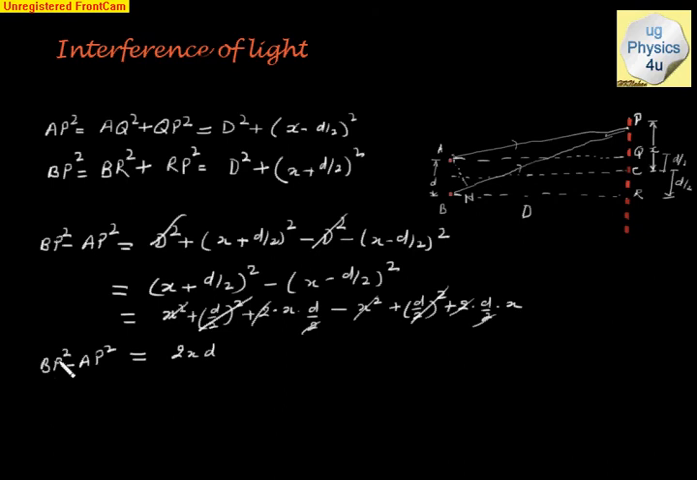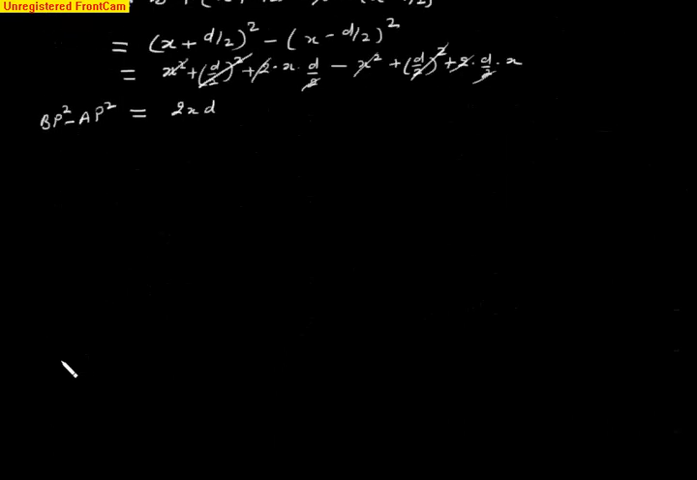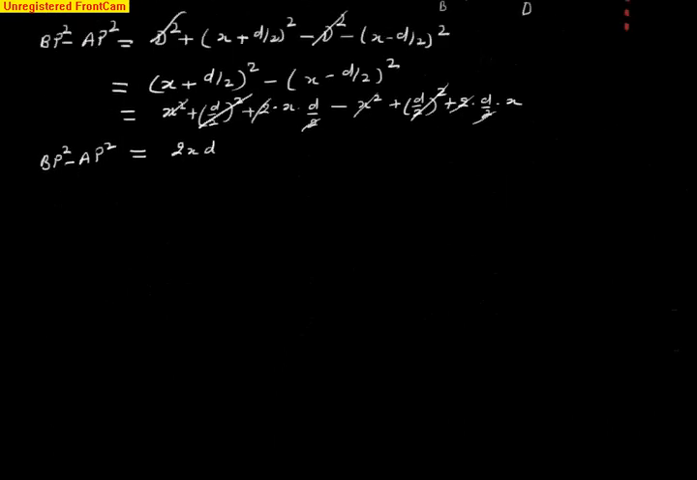Now the left hand side can be expanded in the form of a plus b into a minus b. Therefore I will write this term as BP minus AP, BP plus AP, which is equal to 2xd.